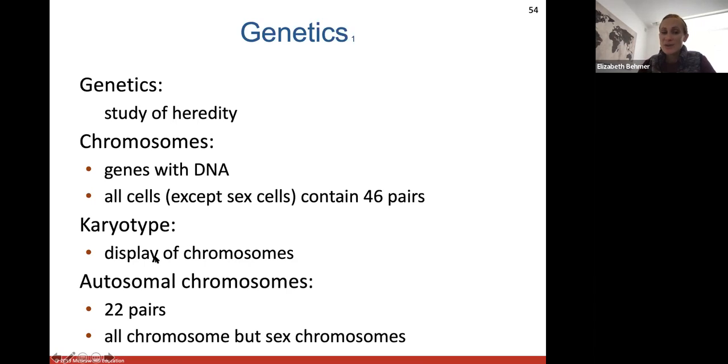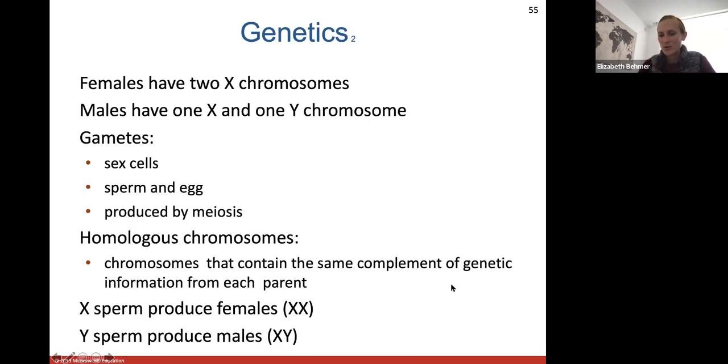The karyotype is a visual display of all chromosomes that's useful for looking at chromosomal abnormalities. And then here are the autosomal chromosome pairs. We have 22 pairs. They're all chromosomes but the sex chromosomes. I'll show you what a karyotype looks like in the next picture. Females have 2 X chromosomes and males have 1 X and 1 Y. Gametes is another word for a sex cell, the sperm and the egg. These are always produced by meiosis.